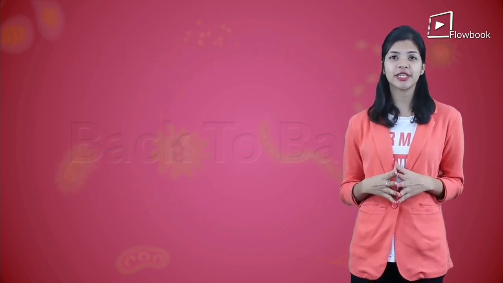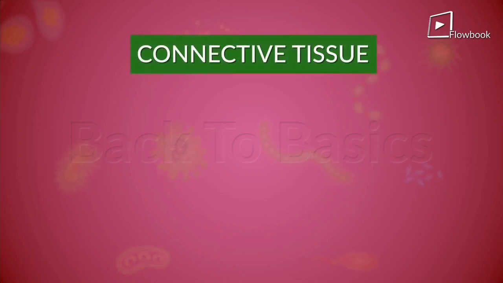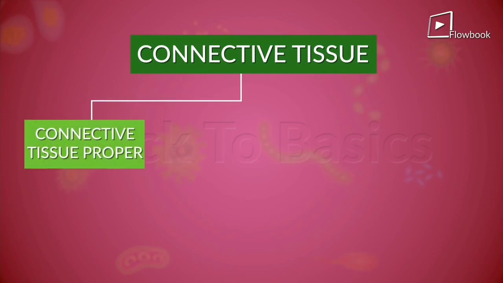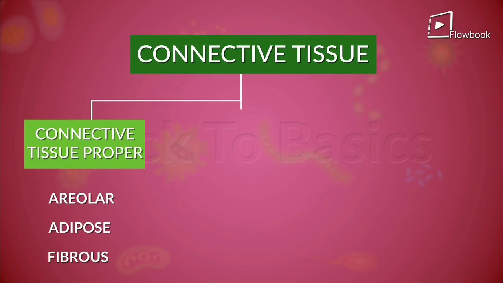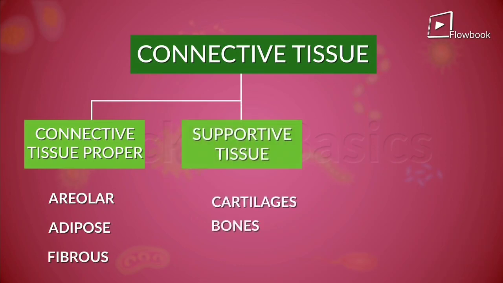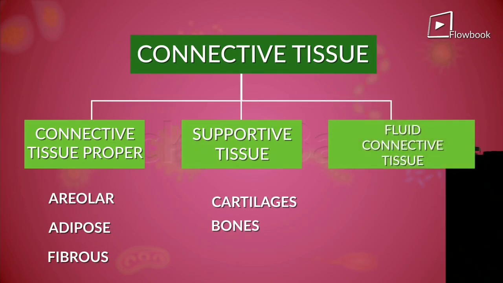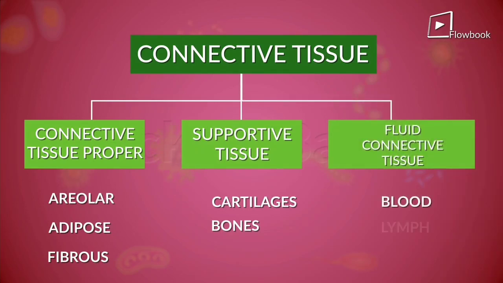So what have we learned today? We learned what is a connecting tissue, the three types of connective tissues which are connective tissue proper, having areolar, adipose and fibrous, supporting tissue, having cartilages and bones, and lastly, fluid connective tissue consisting of blood and lymph.